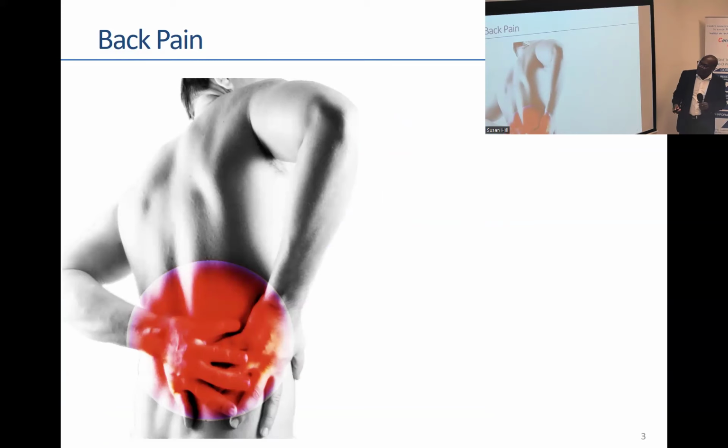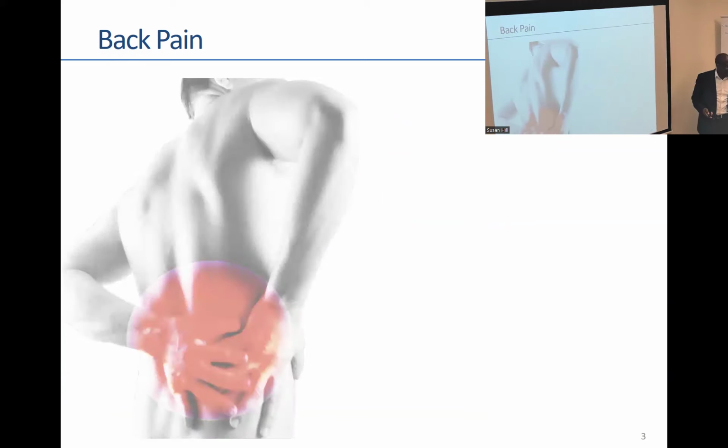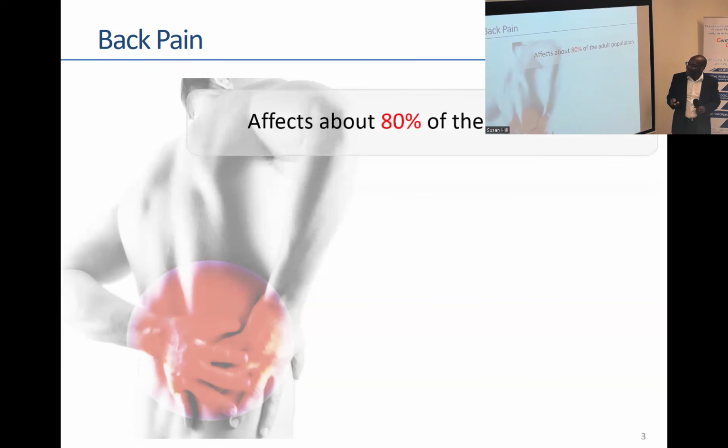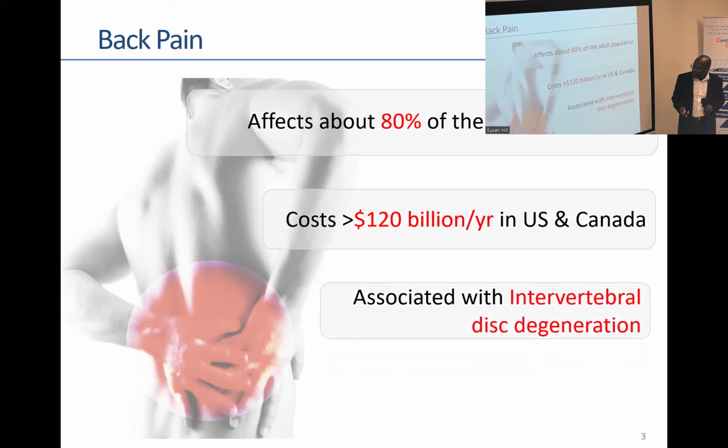So I'll start by talking first about back pain, which is ubiquitous. If you don't have it now, you will have it at some point. It affects a lot of people, especially with the aging population, and it's very, very costly. These are just the numbers from the US and Canada. And one of the things I'll be talking about is the intervertebral disc, which is the one that's associated with back pain.